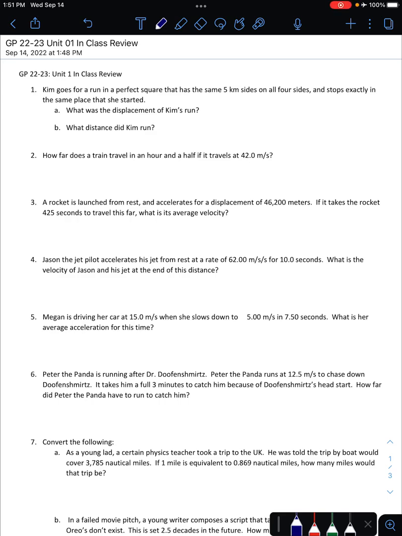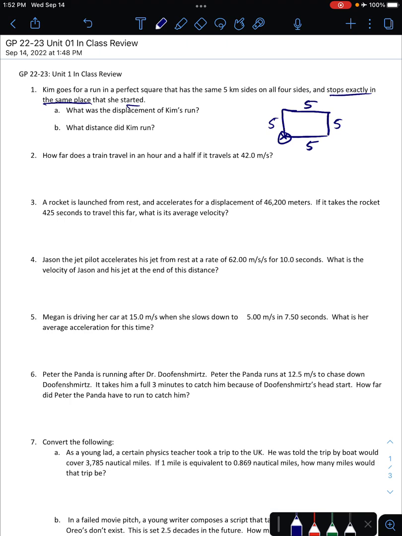All right, let's talk through Unit 1 in-class review. So we start with number 1. Kim goes for a run in a perfect square that has the same 5 kilometer sides on all 4 sides. We got 5, 5, 5, and then another 5. All right, so we'll say that they start right there in the corner, and she stops exactly in the same spot that she started. Okay, so that means that both of those are the same spot.